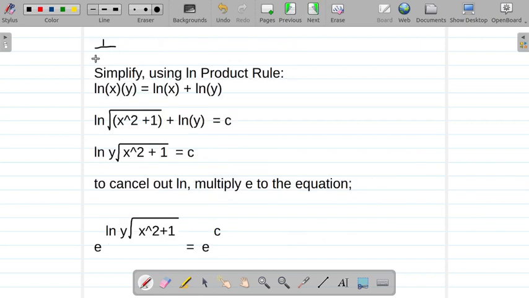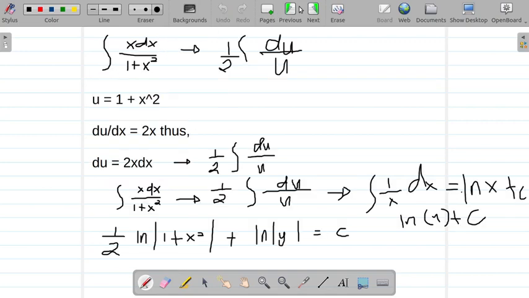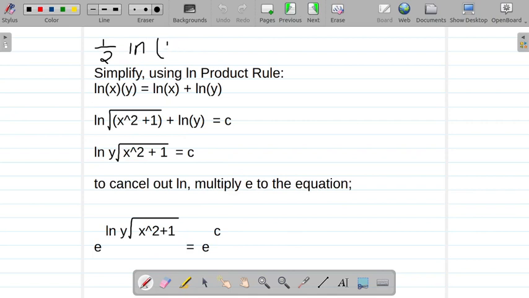1/2 ln of 1 plus x squared, plus ln of y, is equals to c.